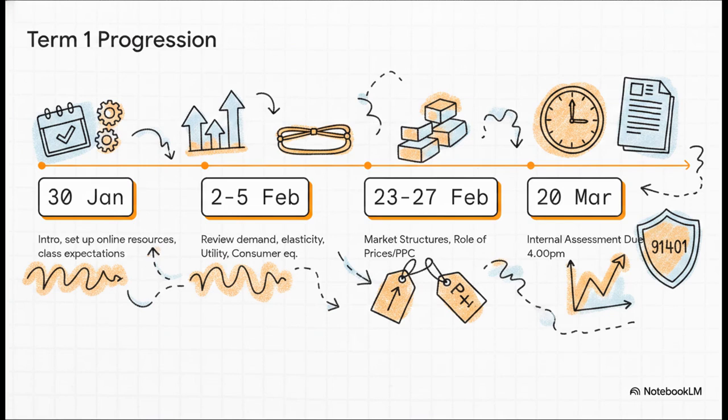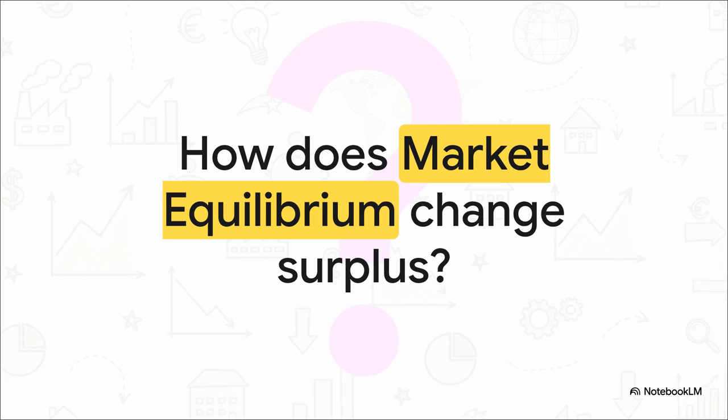Moving right along to Section 2, Term 1, Microconcepts, the individual and the business. I want you to imagine taking a camera lens and zooming all the way in on single consumers and individual businesses. That's Term 1. You'll kick things off on January 30th, getting routines sorted, and by February, you're deep into demand, elasticity, and utility. It's a really tight, focused progression that builds directly toward your microconcepts internal assessment, which you'll need to hand in by exactly 4 p.m. on Friday, March 20th.